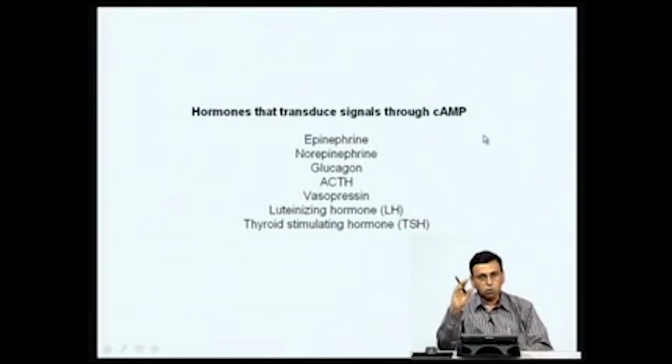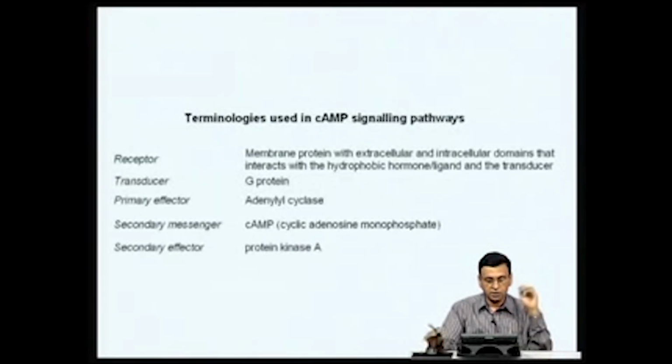Now, what are the hormones which, when they interact with specific membrane receptors, result in the synthesis of cyclic AMP? I have listed some here. Some of them are epinephrine, norepinephrine, glucagon, ACTH (adrenocorticotropic hormone), vasopressin, luteinizing hormone, thyroid stimulating hormone. There are many others, but I have just given a few examples. Some of them are small molecules and some of them are peptide hormones. All of these, by interacting with specific G protein coupled receptors, can ultimately lead to the synthesis of cyclic AMP, which in turn goes inside the cell and regulates a number of physiological processes.